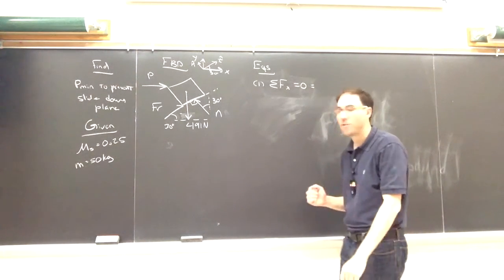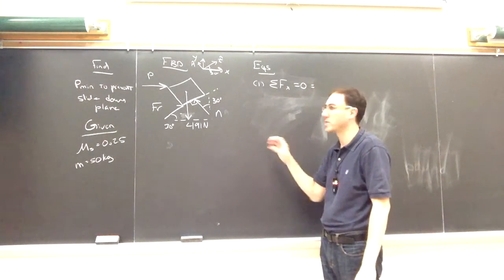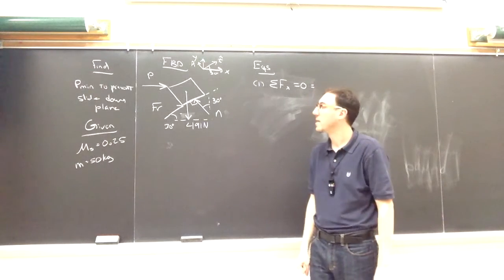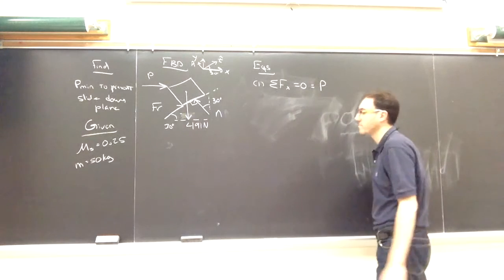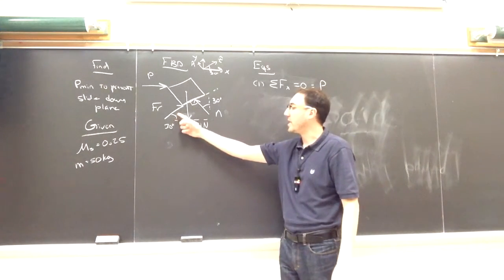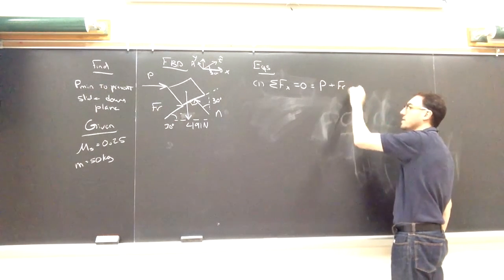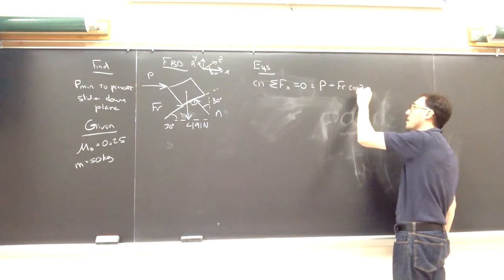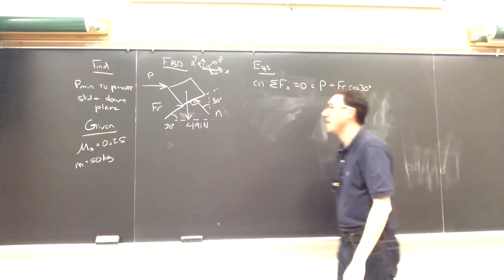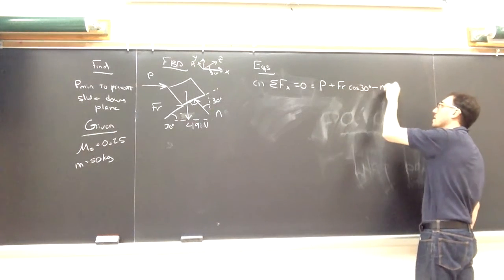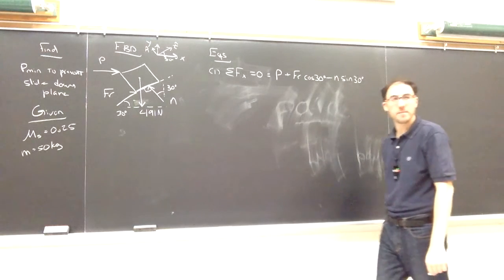Again, we're presuming equilibrium here. So I'm saying that I'm not accelerating, so my sum of forces is equal to 0. In the x direction, I have the applied force P. I have the horizontal component of my friction force, which as I've drawn it will be plus Fr cosine 30. And acting to the left, I have n sine 30. I have 3 unknowns here: P, Fr, and lowercase n.